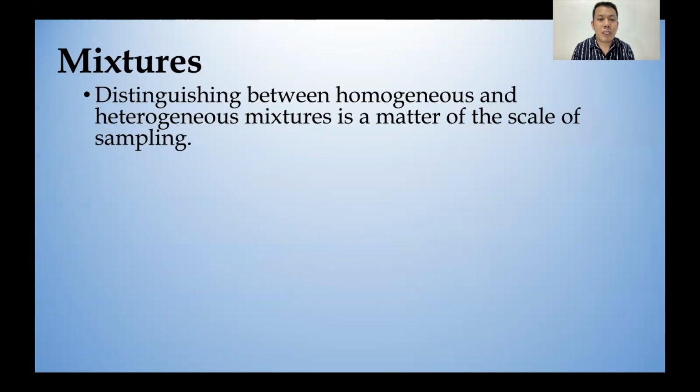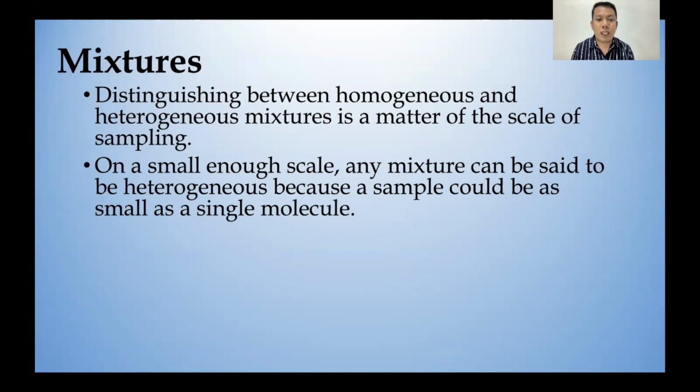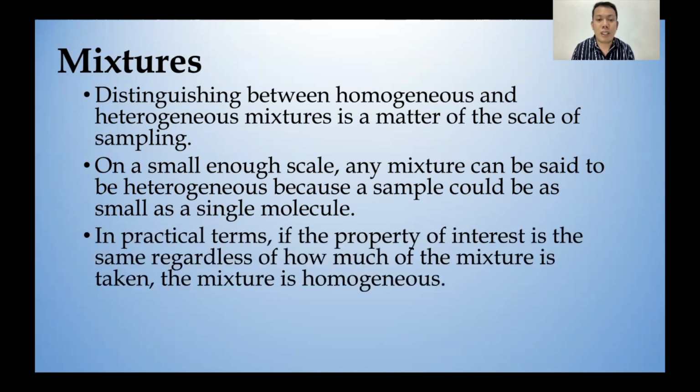All right. Distinguishing between homogeneous and heterogeneous mixtures is a matter of the scale of sampling, which is good because to distinguish them, you have to look into the samples. On a small enough scale, any mixture can be said to be heterogeneous because a sample could be as small as a single molecule. In practical terms, if the property of interest is the same regardless of how much of the mixture is taken, the mixture is homogeneous. So, in short, you have to analyze the sample to say whether it is a heterogeneous or a homogeneous mixture, following all the characteristics that were given to you a while ago.